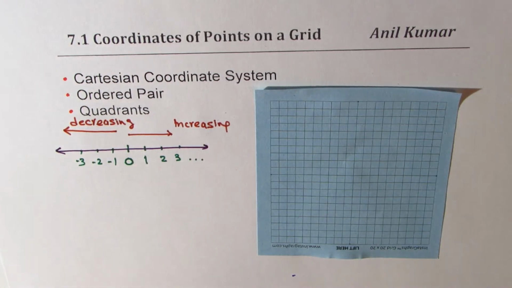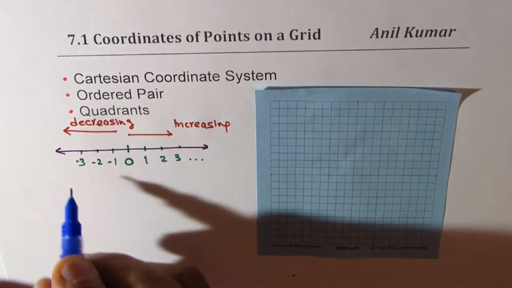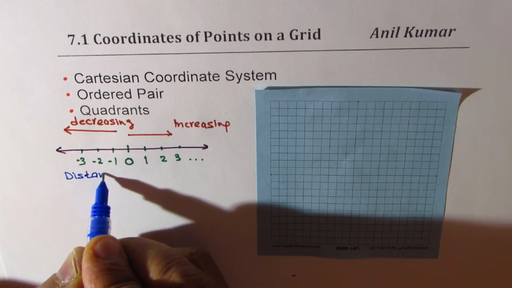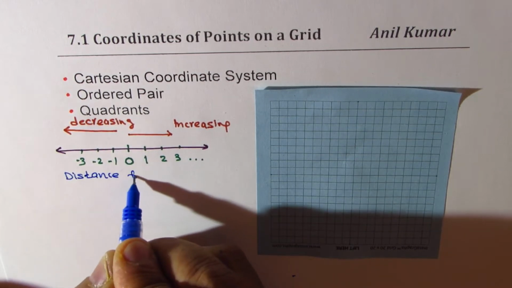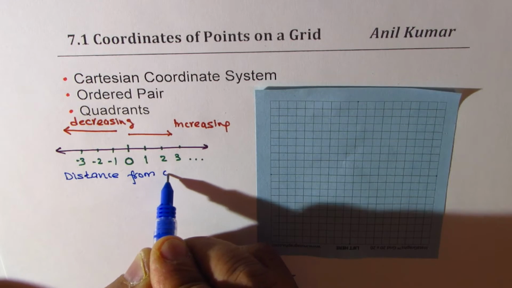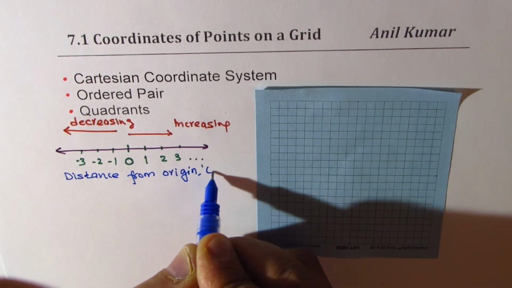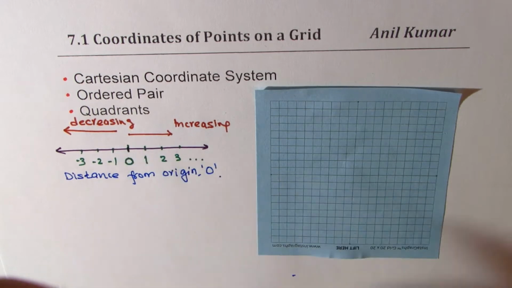And normally in a number line, what you see is distance from origin, right? So it gives you distance from origin. That is this letter O, right here in the center. Now that is one dimension, right? So only one way you know how far away you are from a point.